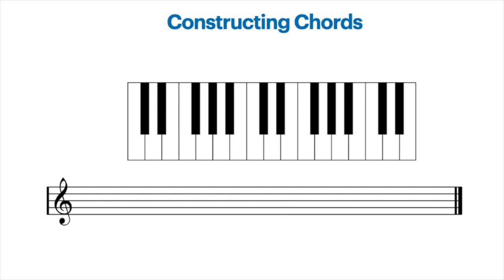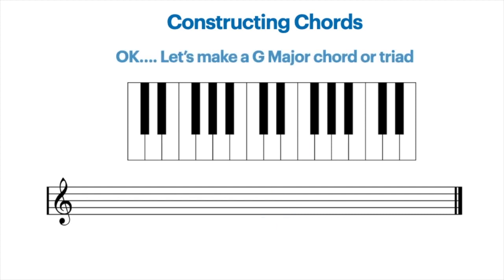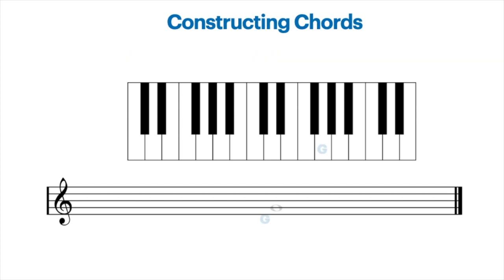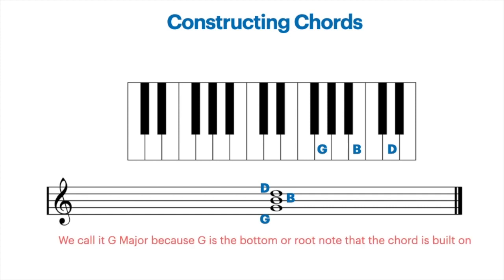chord is built on. Okay, let's make a G major chord or triad. We just move everything up one. So we put our G on the second line, B on the middle line, and D is on the fourth line. We play those together because they're stacked on top of each other, and we call it the G major triad because G is the root note, or is at the bottom of the chord.